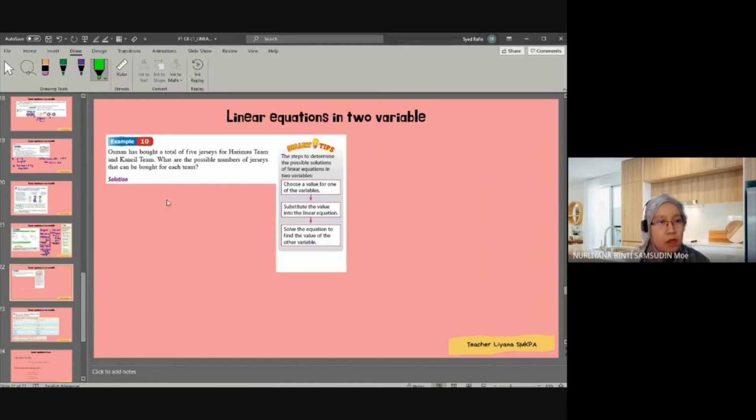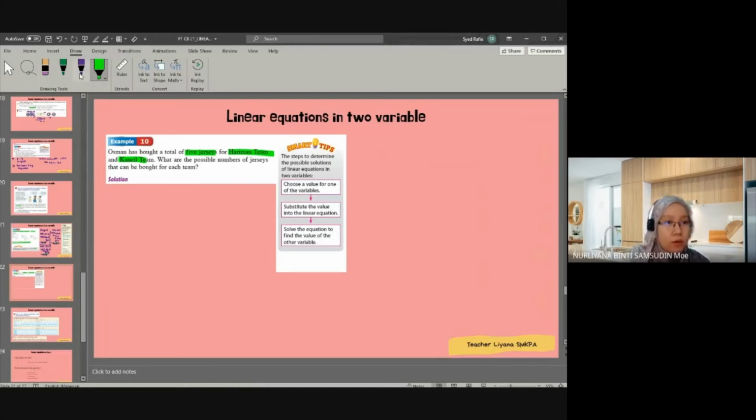So now, Osman has bought a total of 5 jerseys of the Harimau team and the Kancil team. What are the possible numbers of jerseys that can be bought for each team? So now look carefully. A total of 5 jerseys, and then there are 2 teams, the Harimau team and the Kancil team.